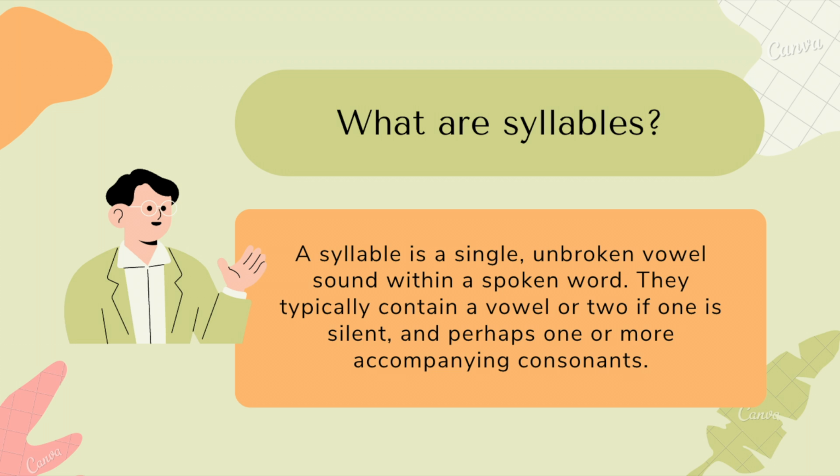What are syllables? A syllable is a single unbroken vowel sound within a spoken word. They typically contain a vowel, or two if one is silent, and perhaps one or more accompanying consonants.